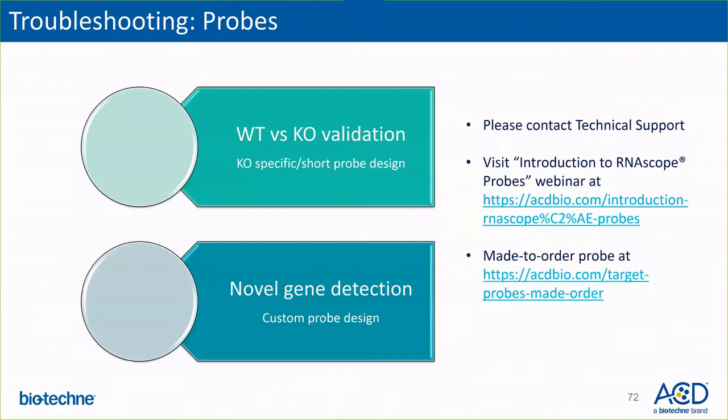For probe-related troubleshooting, if you are working with the two scenarios listed here, please contact technical support. With knockout validations, as we have thousands of probes currently in inventory, we would like to help ensure that the probe you are picking is specific for your wild type versus knockout validation. If you are working with a novel gene and no catalog probe is available, please feel free to contact your area account manager or go to our website to get your custom probe design feasibility test started.